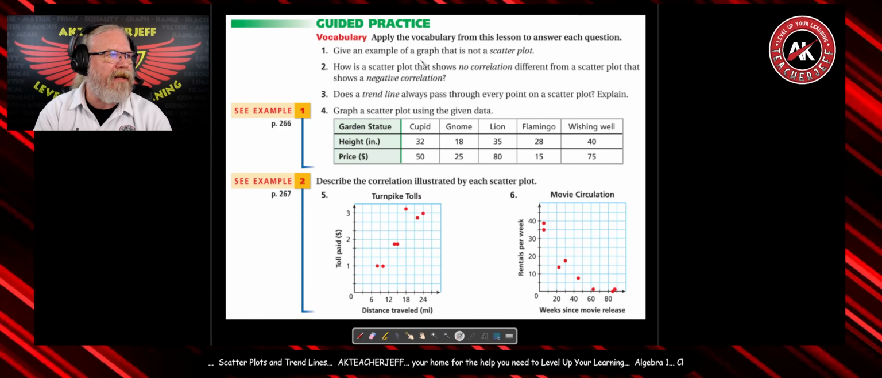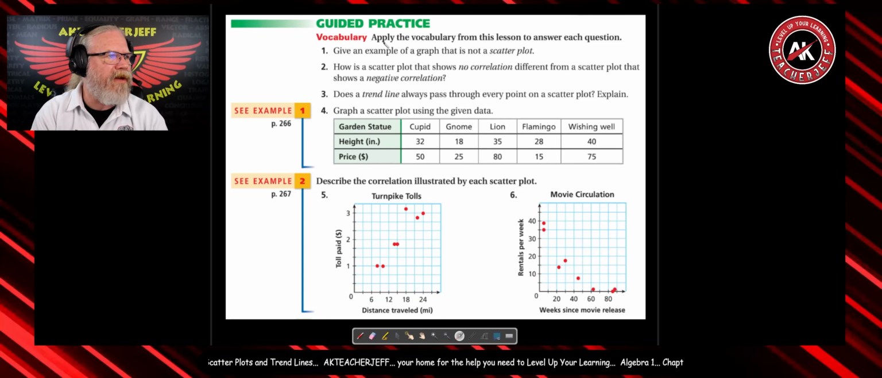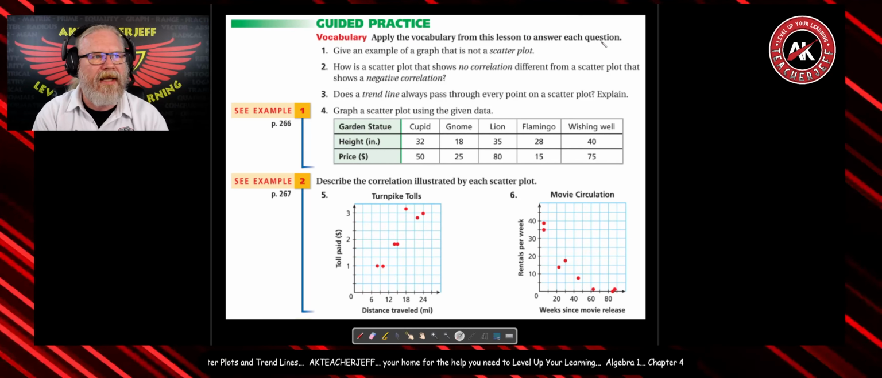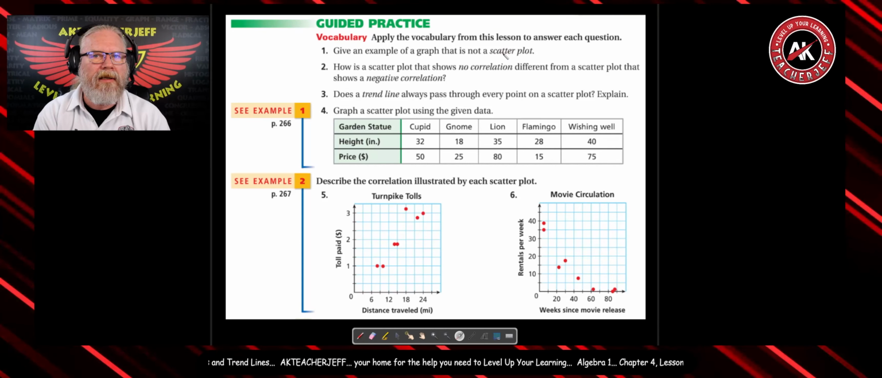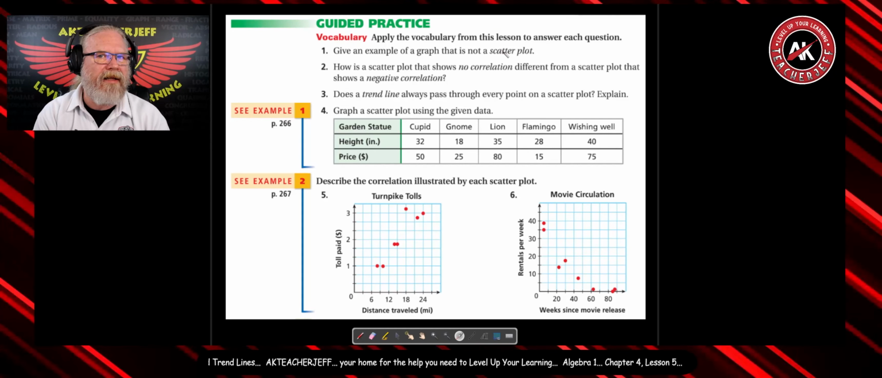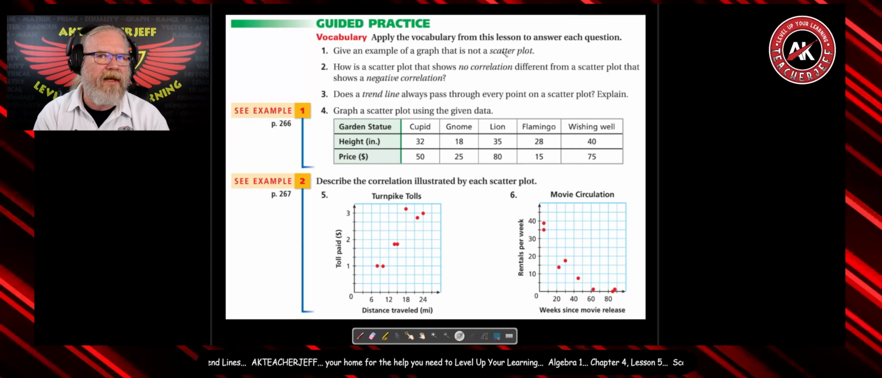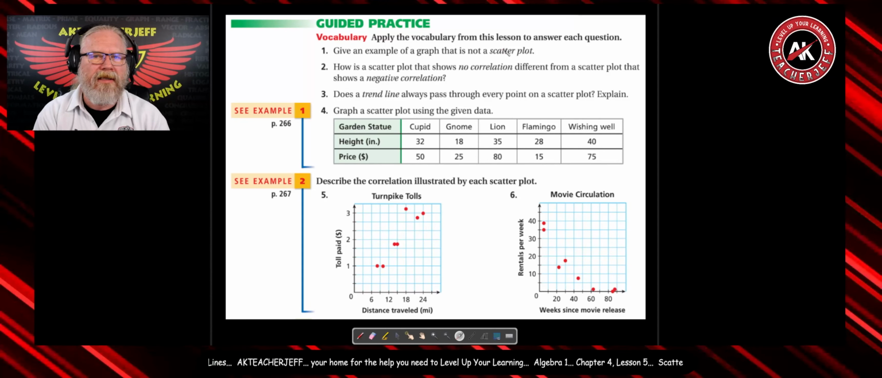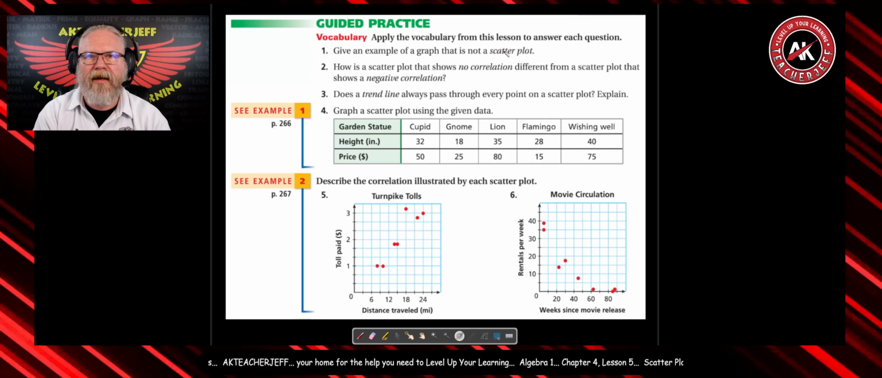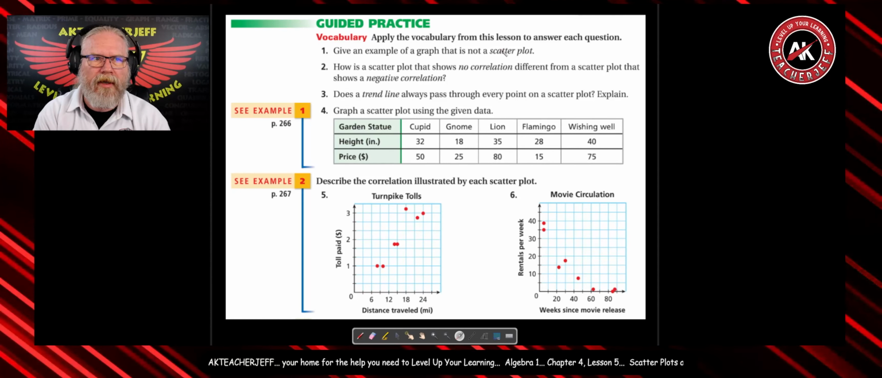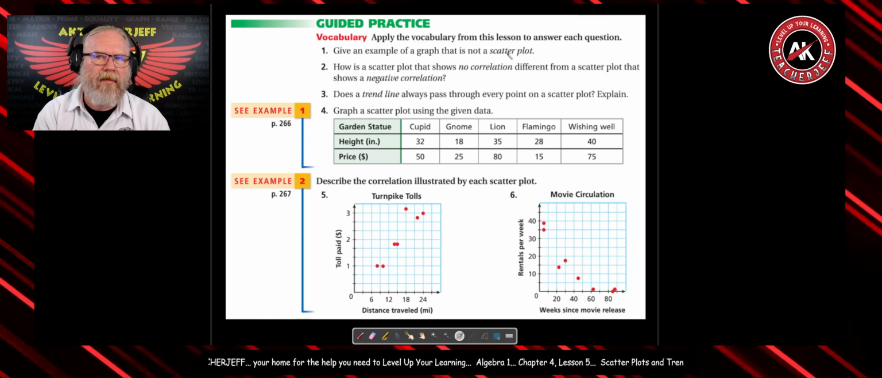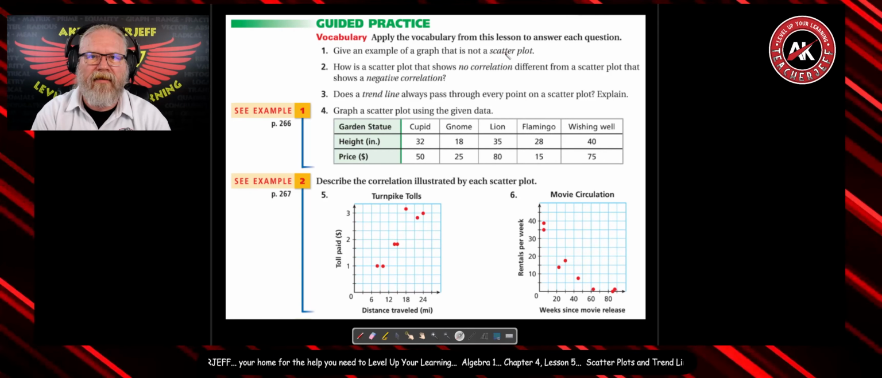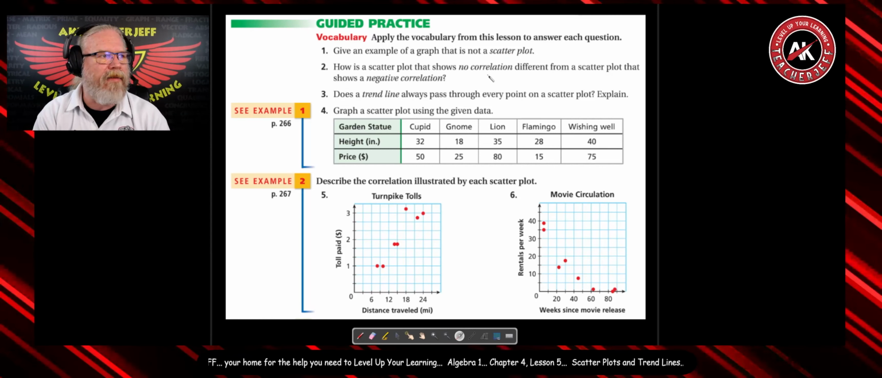Brings us to the guided practice. Let's do some vocabulary. Apply the vocabulary from this lesson to answer each question. Give an example of a graph that's not a scatter plot. Well, we've been doing a lot of graphs like that. Like, again, how much money you spend for movie tickets. It's a direct linear relationship. It has a slope to it. Every ticket's the same price. So a regular linear function graph would not be a scatter plot.